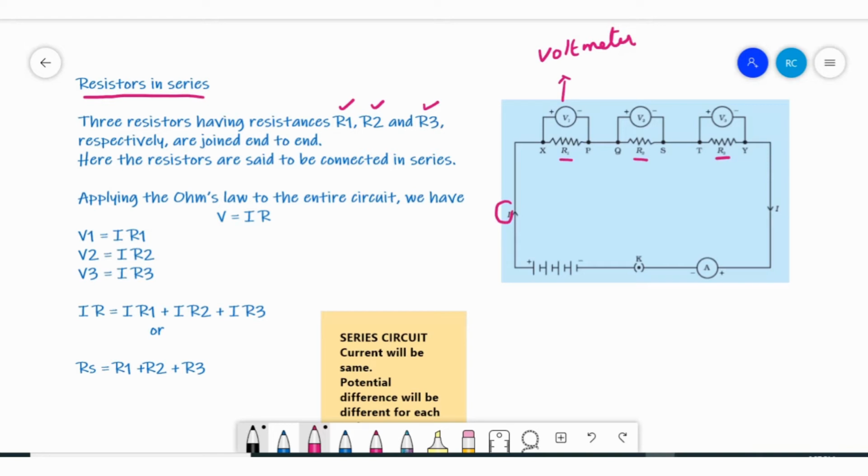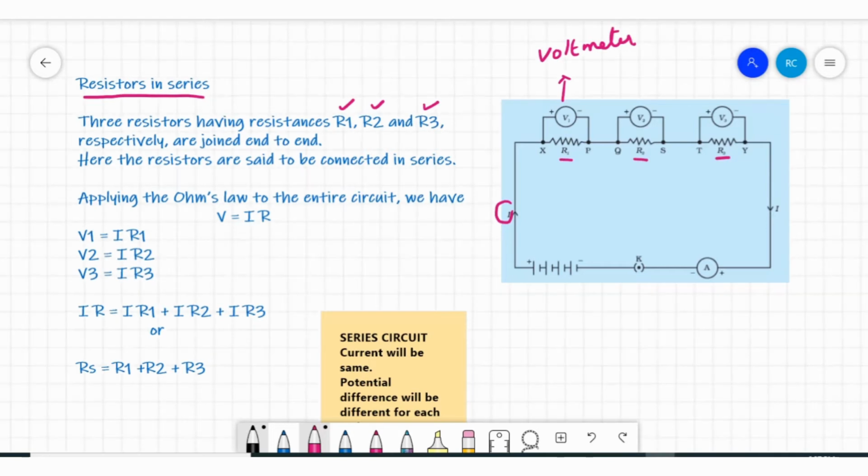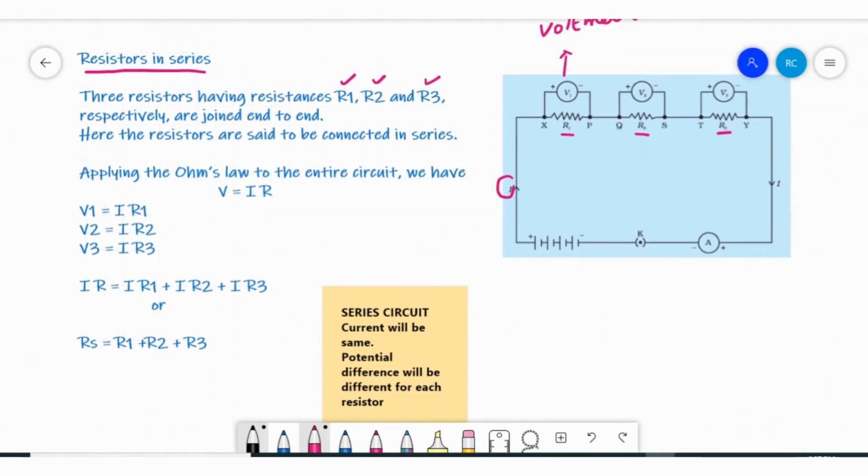So in a series circuit, you need to understand two things clearly. The first thing is that the current will be the same in the circuit. In a series circuit, current I will be the same, but the potential difference V will be different for each resistor.